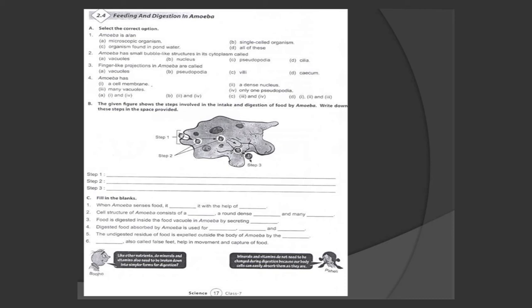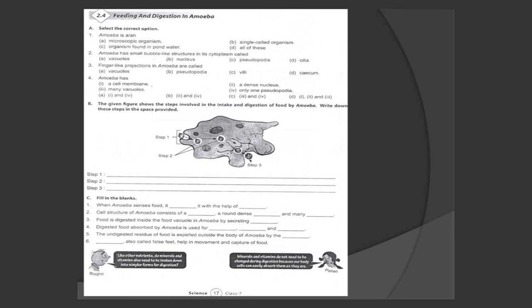Amoeba is a microscopic organism, a single-celled organism found in pond water. Answer all of this. Number 2, amoeba has small bubble-like structures in its cytoplasm called vacuoles. No nucleus, no cilia. The answer is vacuole.